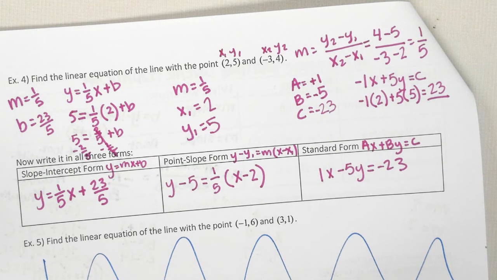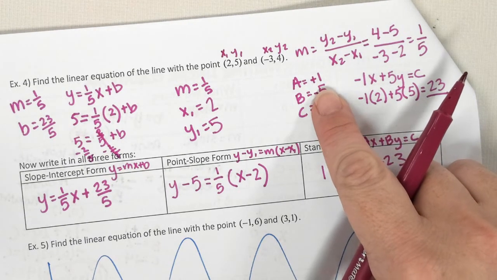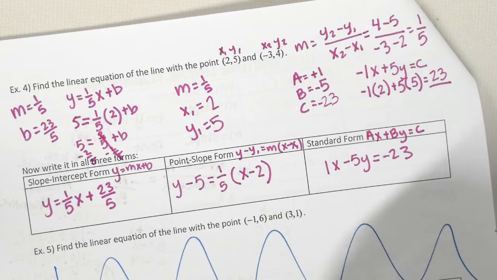Any questions with that? Because A was negative. Remember, A cannot be negative for standard form. So we just made everything opposite to keep it equal.